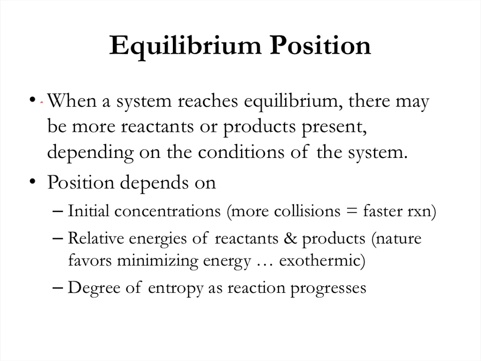When a system reaches equilibrium, there may be more reactants or products present depending on the conditions of the system. The factors that would influence which quantity would be more and which would be less include the initial concentrations of reactants or products present. If you have a lot of reactants present initially, that forward reaction can occur rapidly. It also has to do with the relative energies of reactants and products, whether the reaction is endothermic or exothermic, and also the changes in entropy that are occurring.